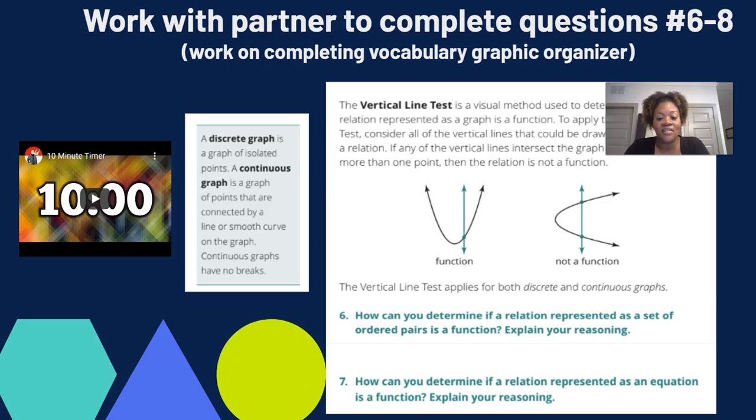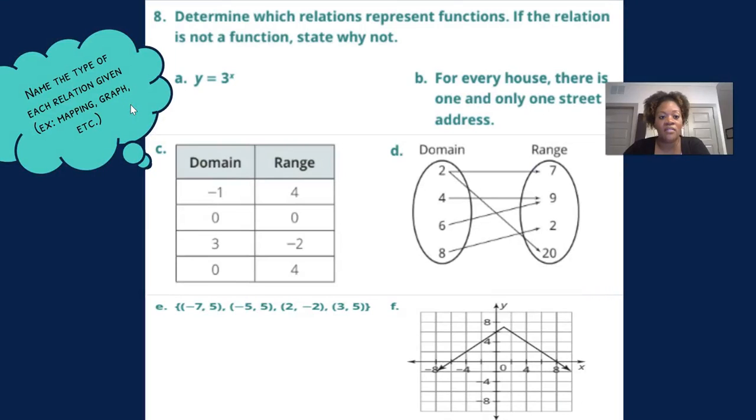So question 6 says, how can you determine if a relation represented as a set of ordered pairs is a function? You want to explain your reasoning or justify. Question 7 states, how can you determine if a relation represented as an equation is a function? And you want to explain your reasoning as well. Now we'll move on to question 8.